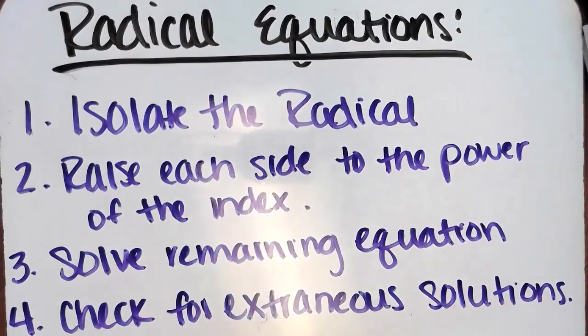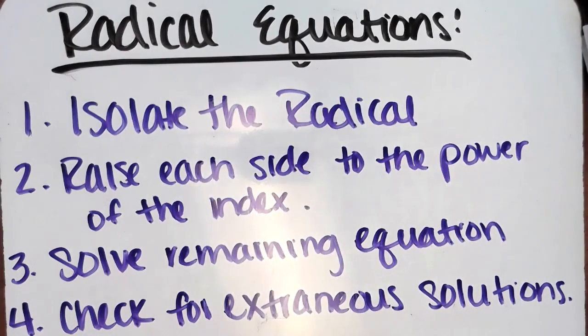Okay, so radical equations. If we have a radical equation, we can actually solve it. First things first, you want to isolate the radical. That just means get the radical by itself on one side of the equation, everything else on the other. You're trying to avoid having something being added or subtracted to the radical. And then you're going to raise each side of your equation to the power of the index.